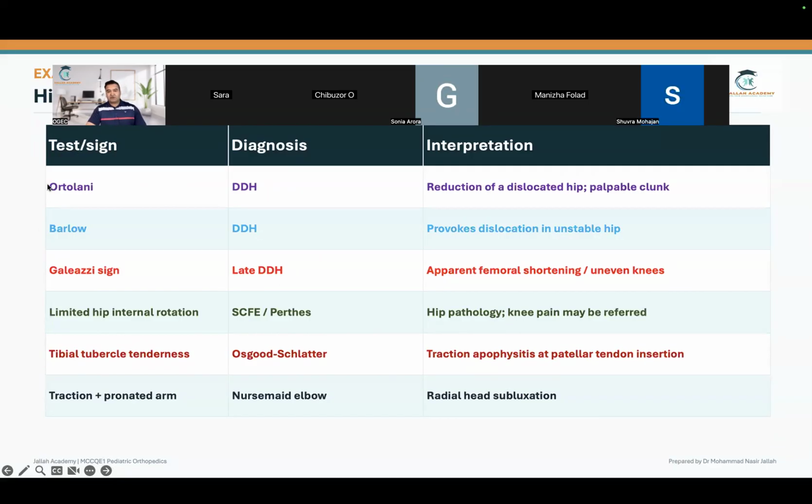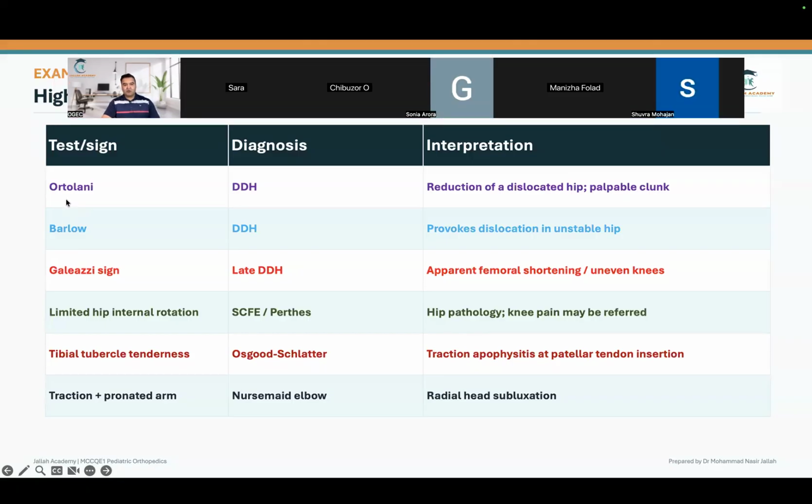High yield pediatric orthopedic signs and tests. Ortolani for DDH: reduction of the dislocated hip, with a palpable clunk. Barlow for DDH: provokes dislocation in an unstable hip.